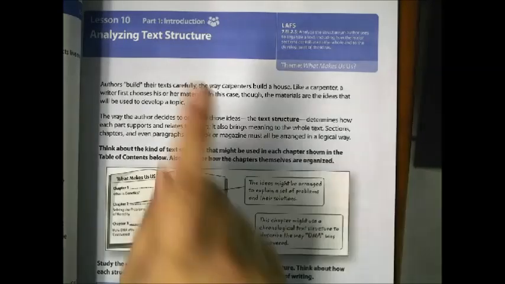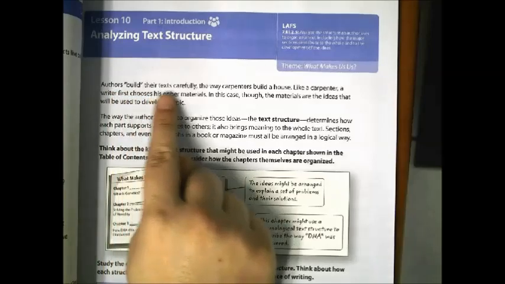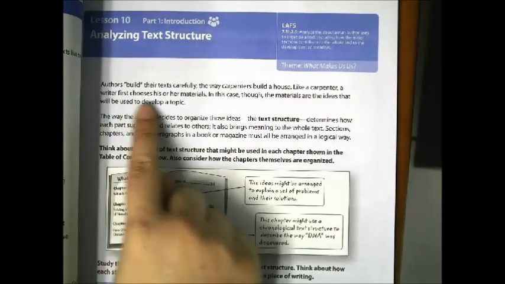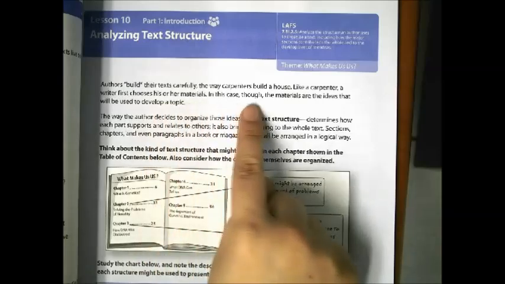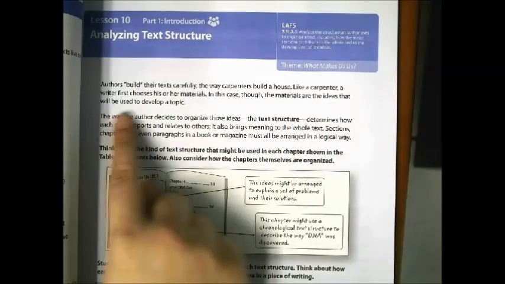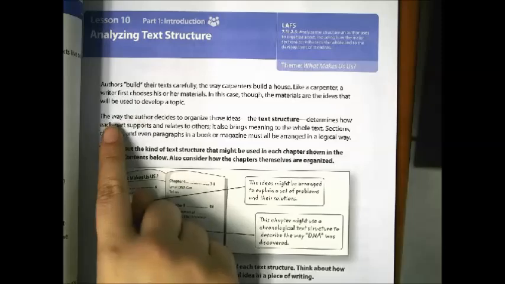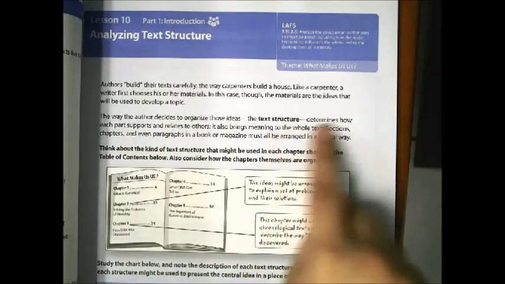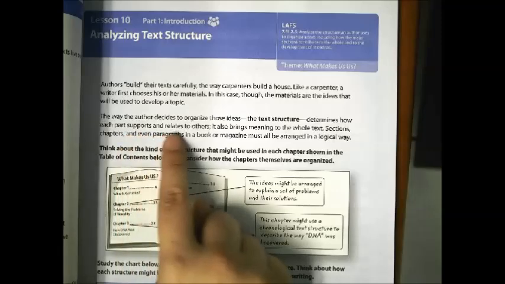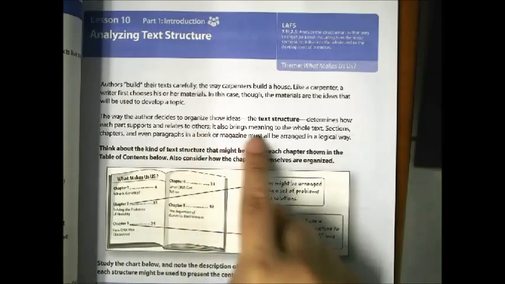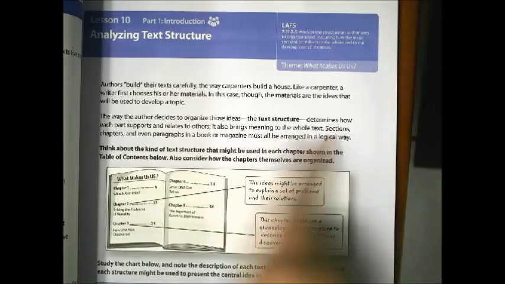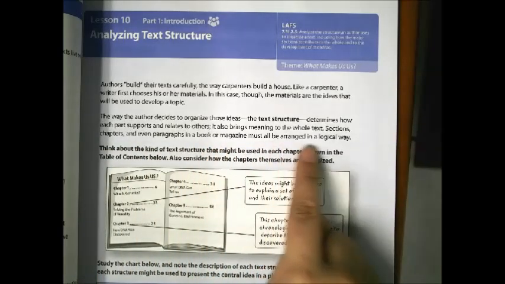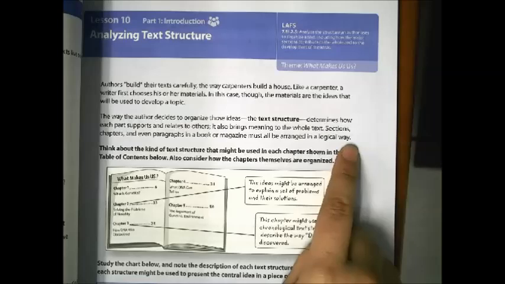So let's look here. It says, authors build their text carefully, the way carpenters build a house. Like a carpenter, a writer first chooses his or her materials. In this case, though, the materials are the ideas that will be used to develop a topic. The way the author decides to organize those ideas, the text structures, determines how each part supports and relates to others. It also brings meaning to the whole text. Sections, chapters, and even paragraphs in a book or magazine must all be arranged in a logical way.